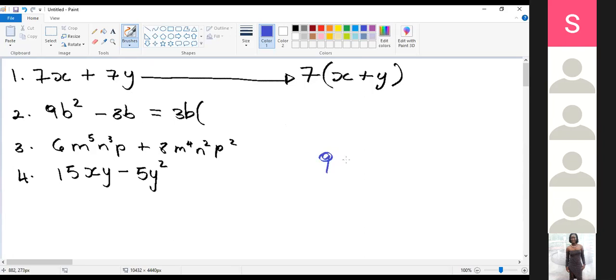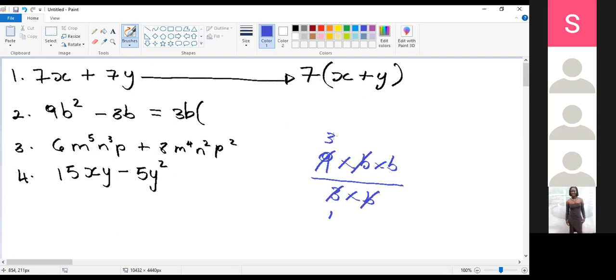So 9b squared is 9b times b. Yes, that's what 9b squared is. And you're taking out 3b out of it. So 3 into 3 is 1, 3 into 9 is 3. And then b into b, b into b. So you're left with this 3 here and this b here. Everybody see that? Yes. Good. So if ever you are in doubt, you can always work it out.